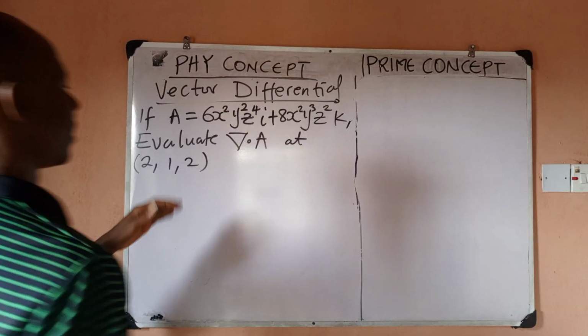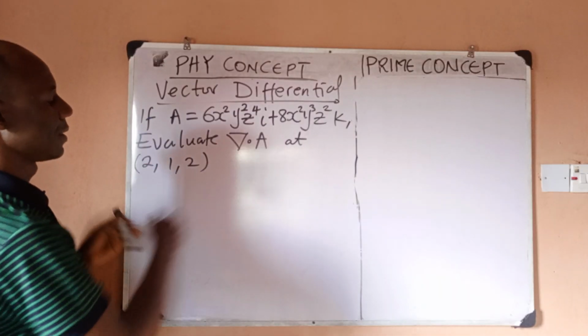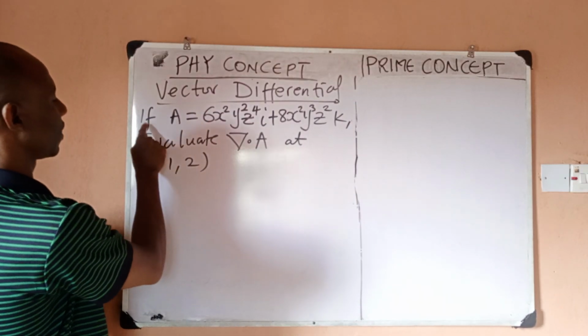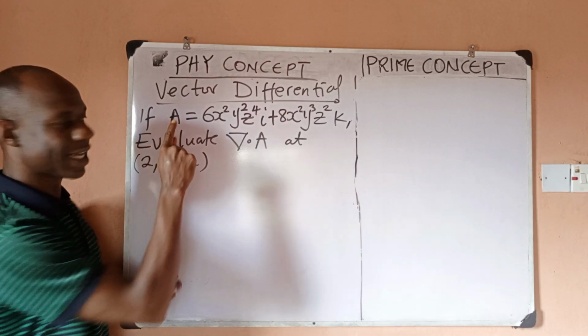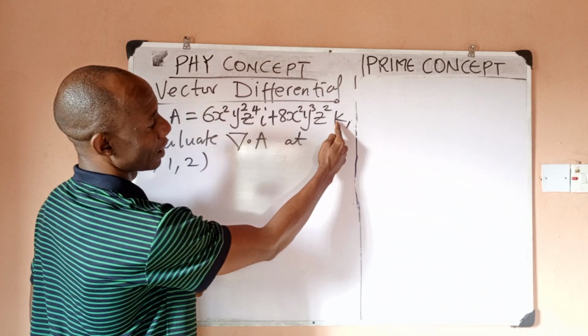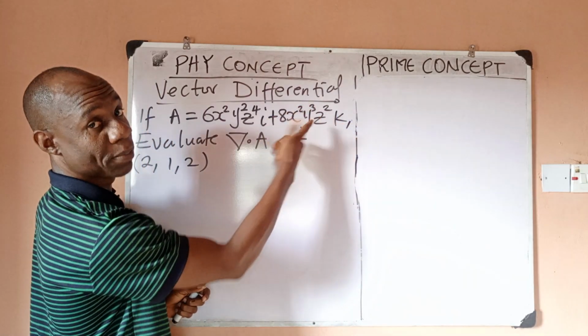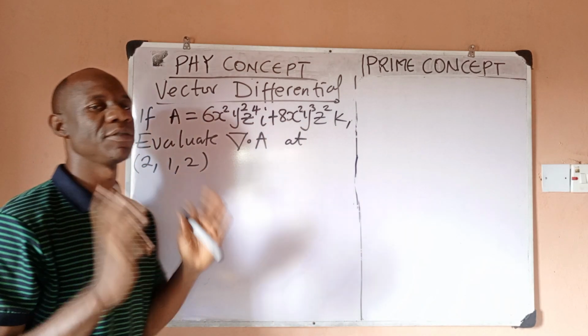All right. Now we have another question, which is a question under divergence. So the question says if A, which is a vector, is equal to this, and how do we know that A is a vector? It carries the direction i and k. There is no j, meaning the j part is 0. But it has i and k, meaning that A is a vector.